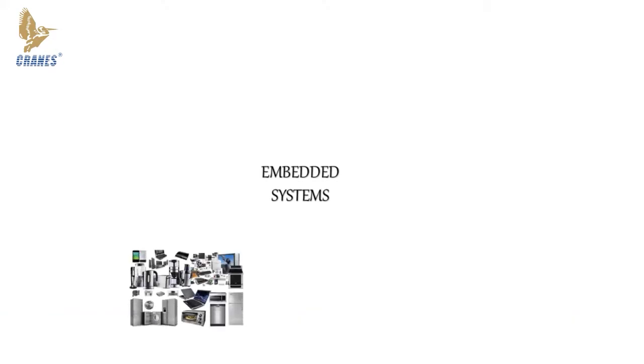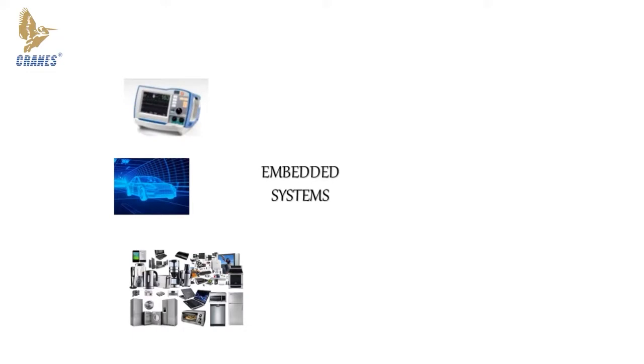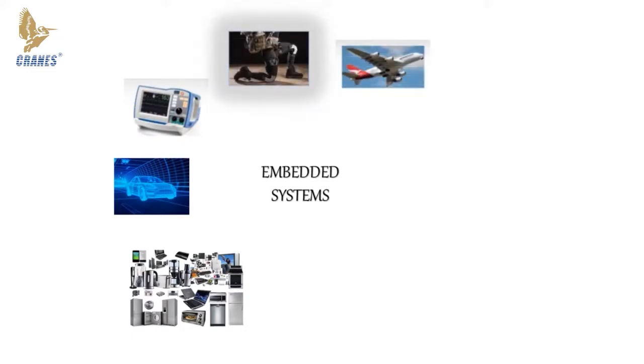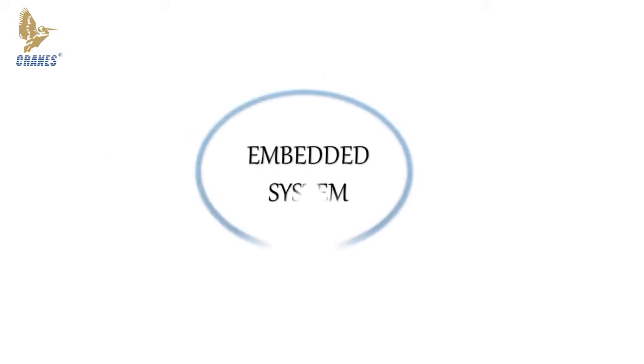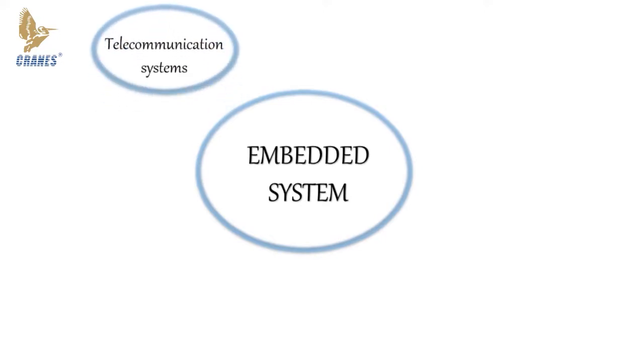Household appliances, automotive, medical domain, consumer electronics, avionics, defense sector, aerospace industry, smartphones, and robotics. Some real-life applications of the embedded systems are as follows. Telecommunications, like routers, satellite phones. Household appliances, like refrigerators, washing machines, microwave ovens, air conditioners.